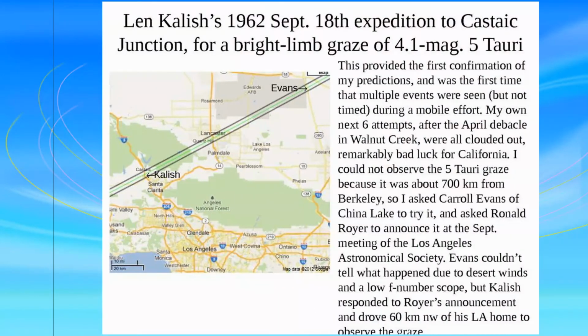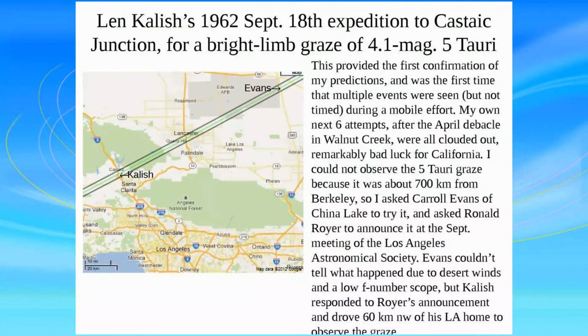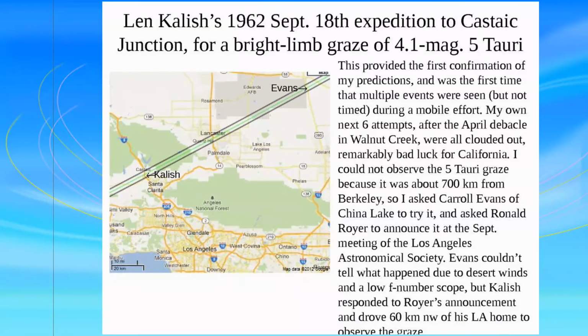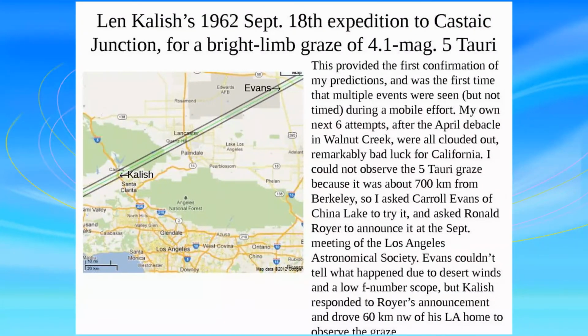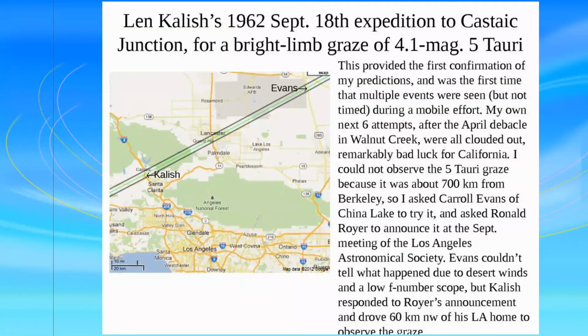Okay, next slide. And finally, the first success didn't come. It was surprising in California. You expect clear skies all the time. Well, the next six events I predicted were all clouded out. So even there. But finally, this success occurred in Southern California when the fourth magnitude star, 5 Tauri, was occulted.